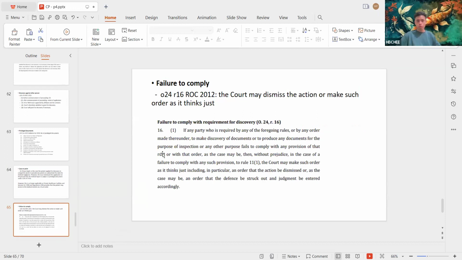Okay, now we come to failure to comply. Under Order 24 Rule 16, if either party has failed to comply, the court may dismiss the action or make any orders as is just.